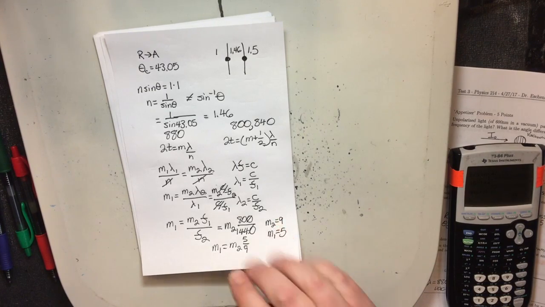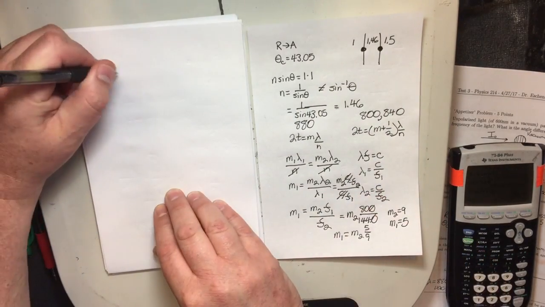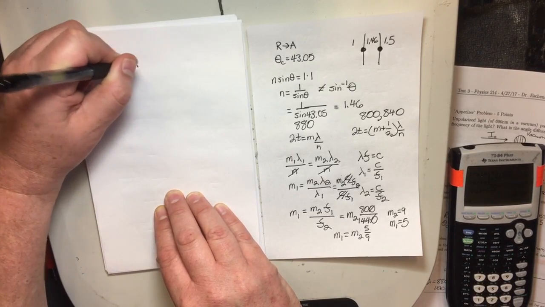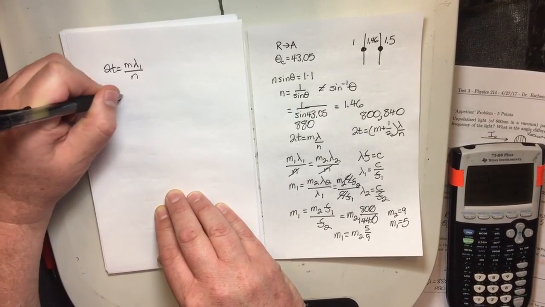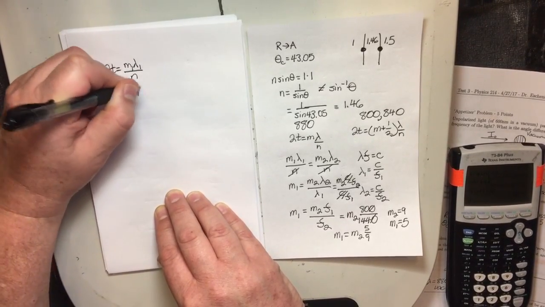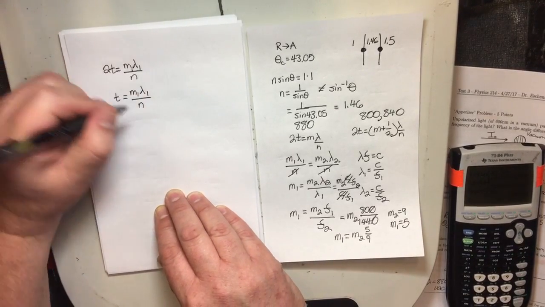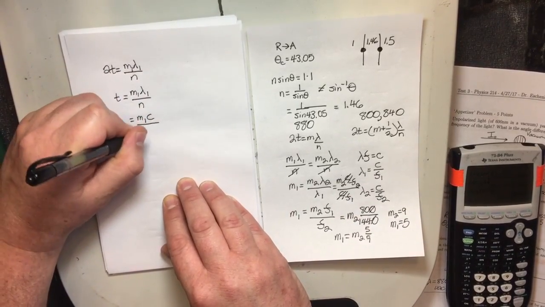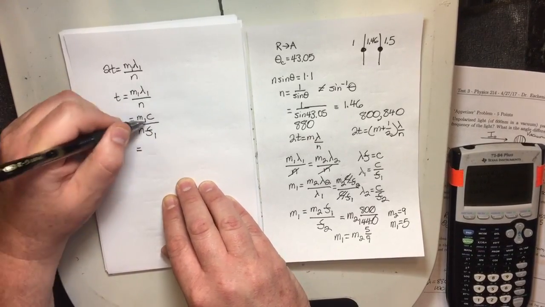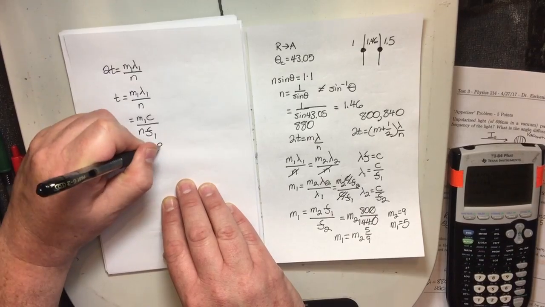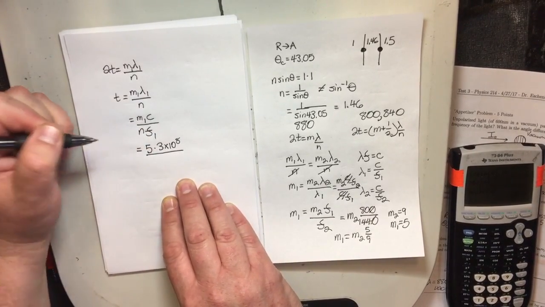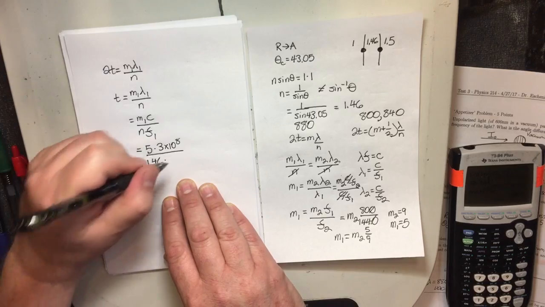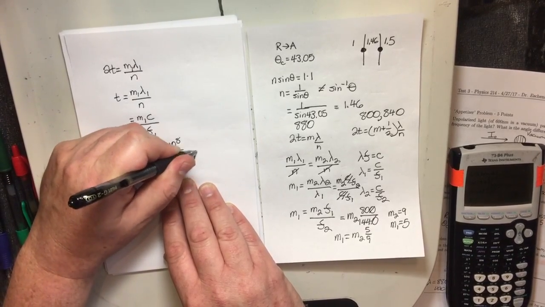Now that you've got these m's, 2t equals m lambda 1 over n, so t equals m1 lambda 1 over 2n. This is m1 c over n f1. m1 in this case is 5, c is 3 times 10 to the 8th, n is 1.46, and then f1 is 800 times 10 to the 9th.